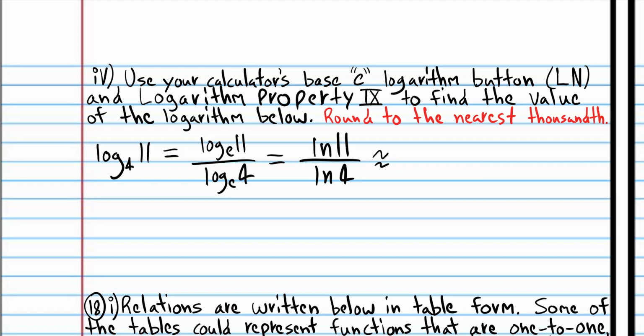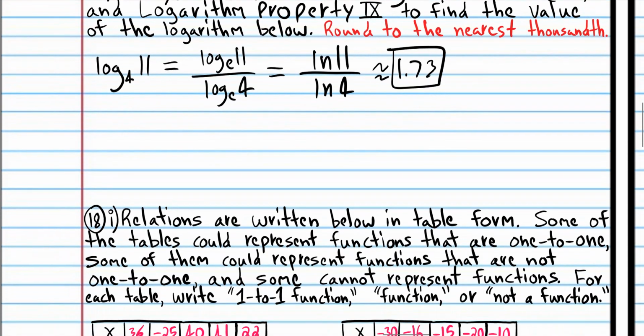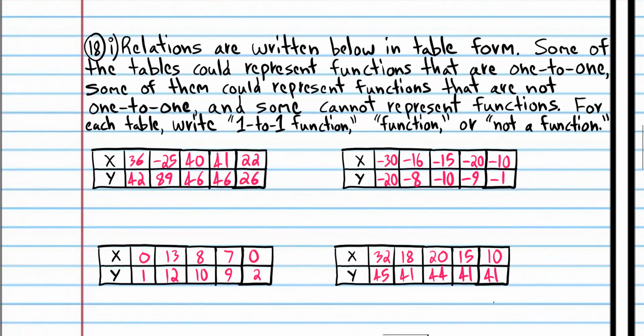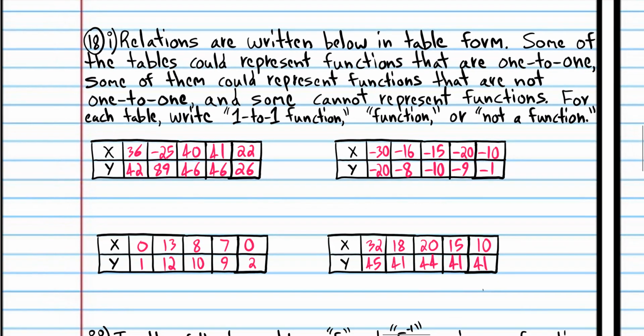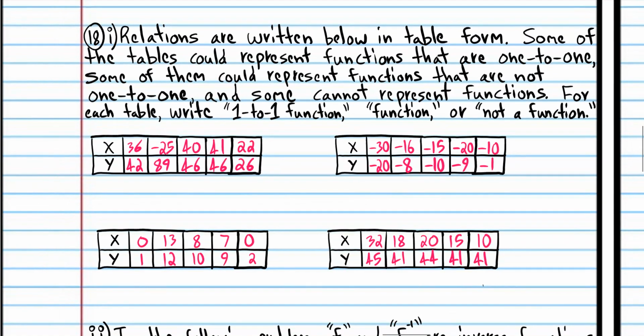So we get approximately 1.73 if we round to the nearest thousandth. So if you got that right, excellent. Okay, go ahead and try number 18. When you come back, we'll do it together.